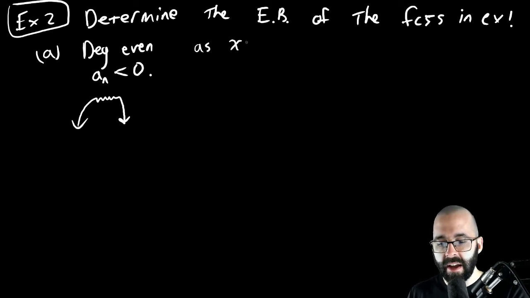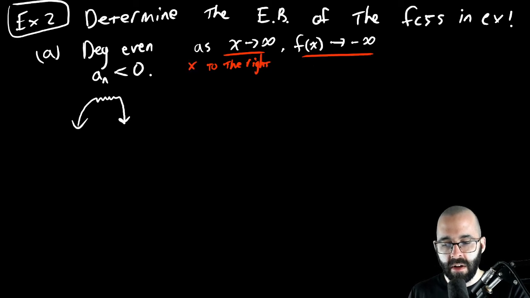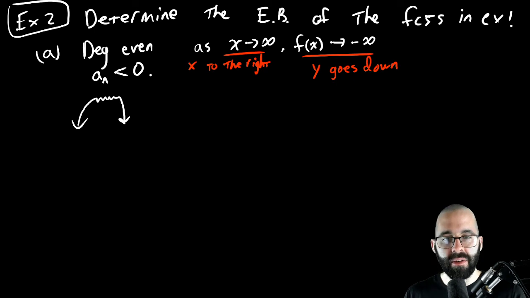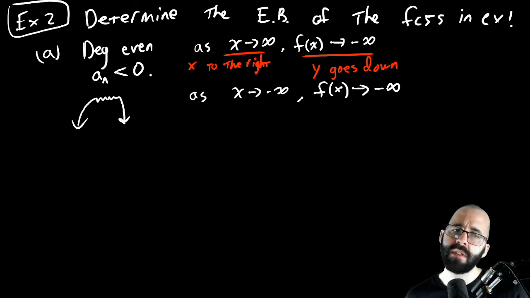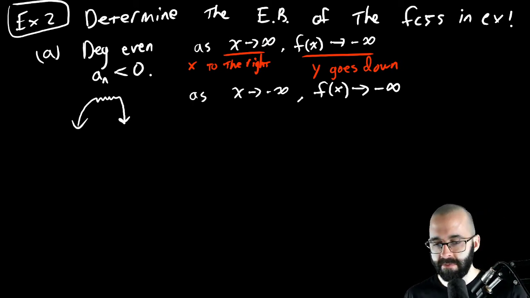You can also use other lingo for this. You can say as x goes to infinity, f of x goes to negative infinity. As x goes to the right, y goes down. It's another way of phrasing this. Similarly, as x goes to the left, negative infinity, y also goes to negative infinity. This is the notation that the book uses. We'll use this a lot more in 5.6. In the meantime, you can just draw pictures if you want.